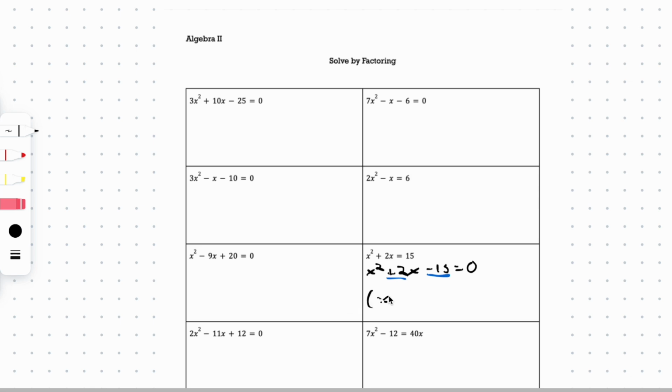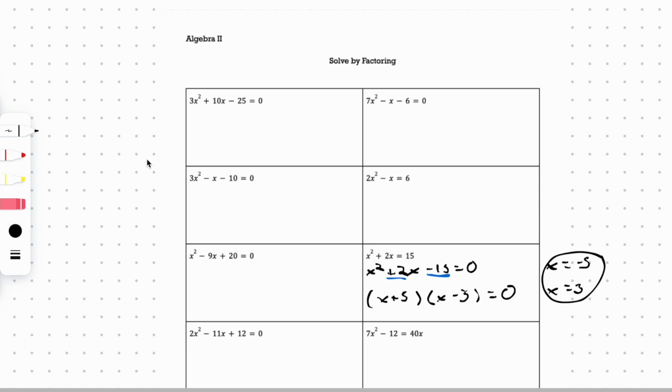So we have this, right? I'm just going to put in our +5 and our -3. That equals 0. And you can solve, set each parentheses equal to 0, and we get x equals -5 and x equals 3. Okay, great. Now let's do something a little more complicated.